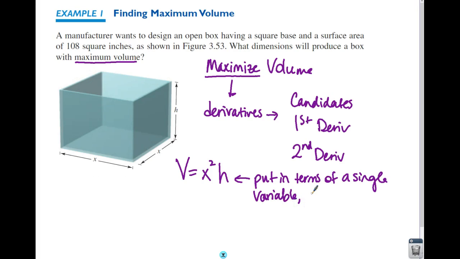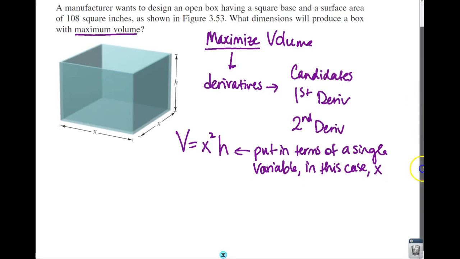And in this case, I would probably opt for putting everything in terms of x, just because that's what we're most familiar with. Okay, but everything's in terms of a single variable, in this case x. Well, in order for us to do that, we need to know a little bit more information.